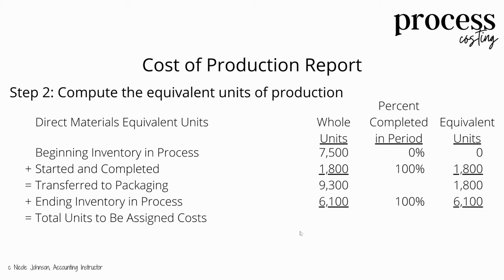For the ending inventory in process, we have 6,100 whole units. Again, they add the cost for direct materials at the beginning of the process, so it's 100% complete. So we take 6,100 times 1, and we get 6,100. So for whole units, we still have 15,400 whole units to be assigned costs. In terms of equivalent units for direct materials, we have 7,900.